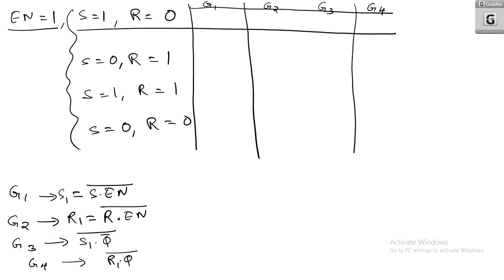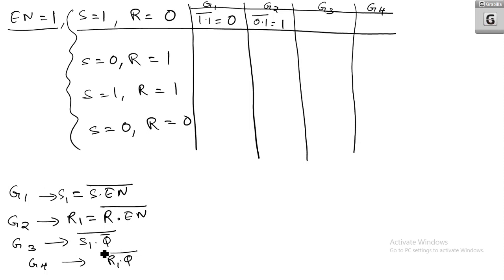Now coming into G1. Here, S dot enable the whole bar. What is it? 1 dot 1 the whole bar. That is 1 bar, which is equal to 0. That is the output of gate 1. Now what is the output of gate 2? Gate 2 is R dot enable the whole bar, 0 dot 1 the whole bar. What is it? 0 bar, that is 1.